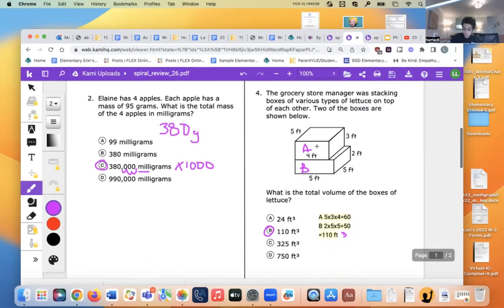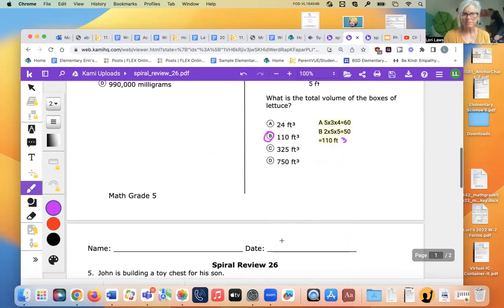All right. The next one has 2 boxes. Box A is 5 by 4 by 3. That's like 15 times 4 or 60 feet cubed. Box B is 2 by 5 by 5. That's like 25 twice or 50. It makes 110 cubic feet or B.